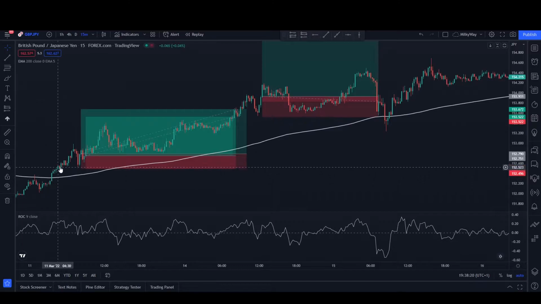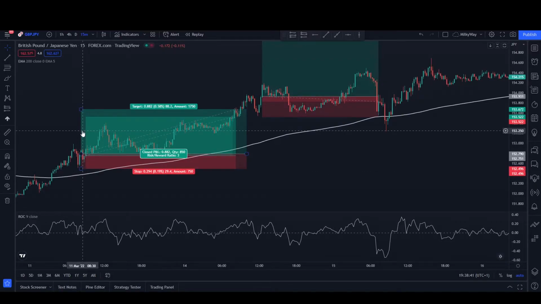The price broke above the 200 EMA, the rate of change broke below the zero threshold, and then back up and it became positive. So we took a long with the stop loss at the last swing and we aimed for a 1-to-3 risk reward ratio. So that would have been a win.